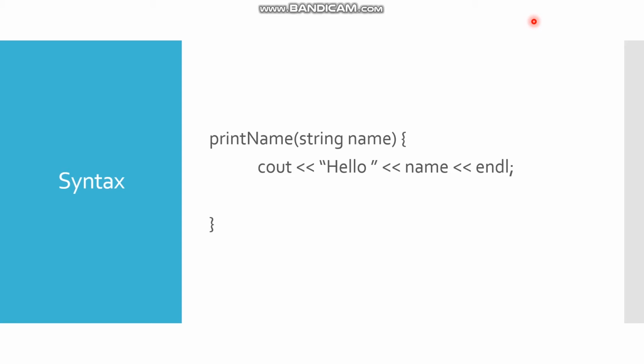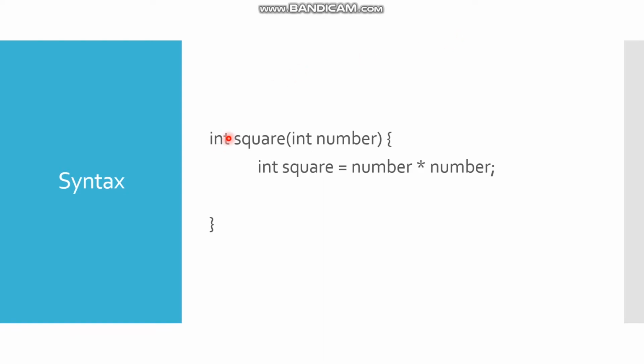So in this case, what is missing is the return type. Every function has a return type. So in this case, the return type is void because there's nothing being returned. But let's say we have a return type of int. We need to have a return statement that returns an integer value over here.